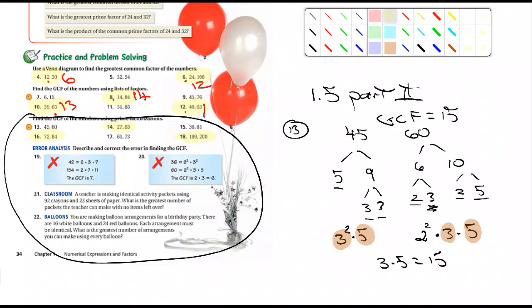And number 22 here, let me read that with you guys. It says you're making balloon arrangements for a birthday party. There are 16 white balloons and 24 red balloons. Each arrangement must be identical. What's the greatest number of arrangements you can make using every balloon? So what two numbers are we dealing with here? We're dealing with 16 and 24. So you need to find the greatest common factor for those two numbers. All right, so I want you to do number 22 also.